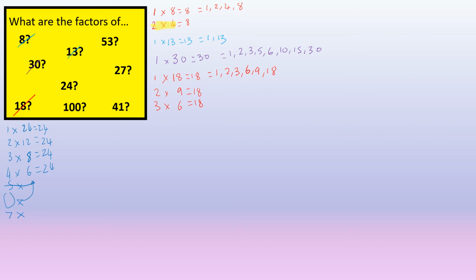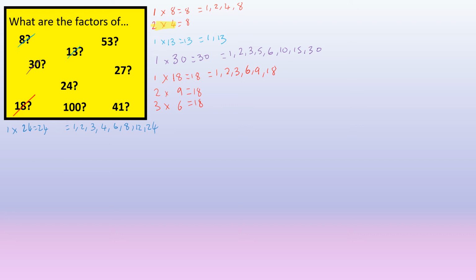So let's rub these bottom ones out. So our factors of 24 are 1, 2, 3, 4, 6, 8, 12, and 24. So there is a lot of factors for 24.